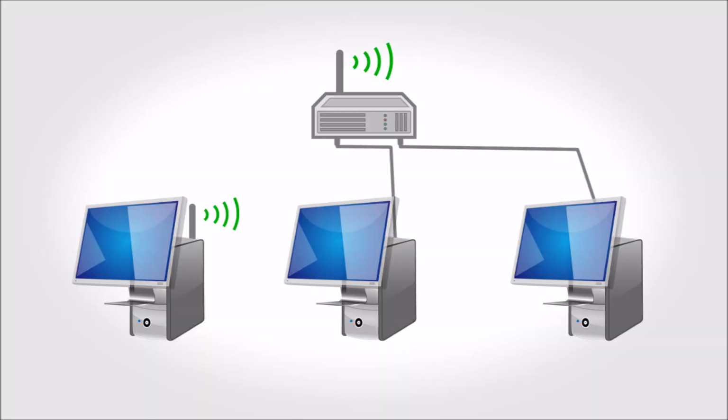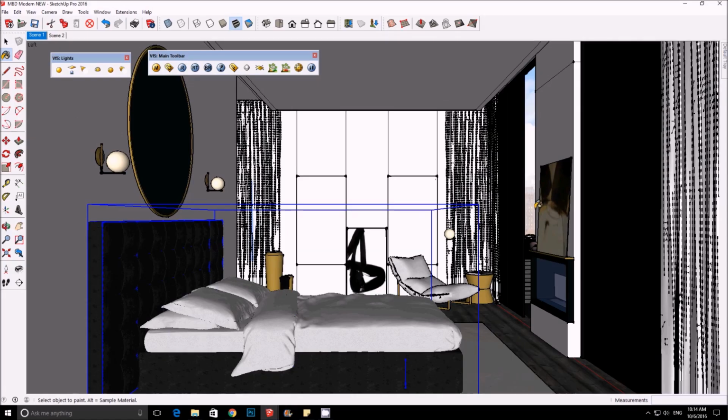So the first thing you need to make sure of is that you have all the computers connected to the same router, either wireless or hardwire. You need all of them connected to the same router. After that, you need to make sure that you have V-Ray installed on every one of the computers.